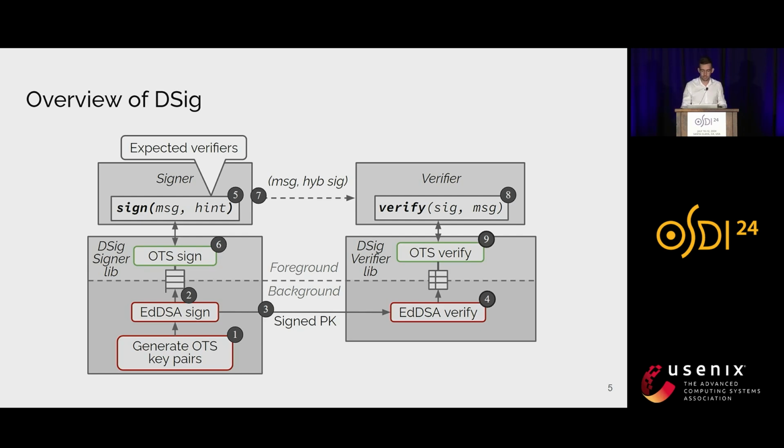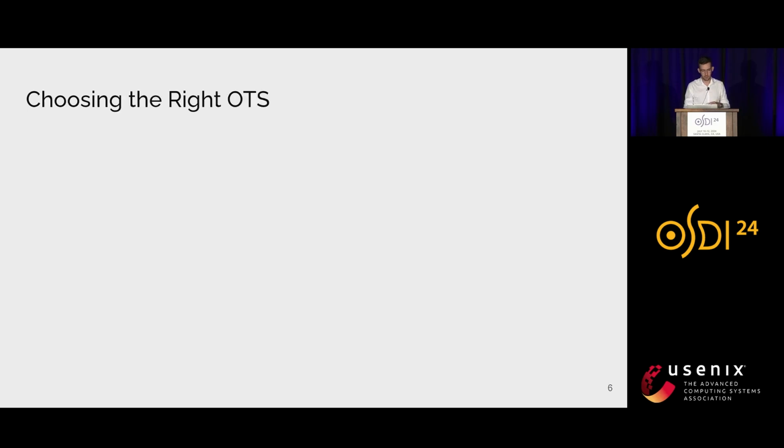That's how DSig works. Now there's a key component that I didn't tell you about so far, which is how to pick the right OTS. Because I told you that one-time signature schemes were fast, but in fact, there are tons of them. There are a lot of options. There are many schemes. All of these schemes have very large parameter spaces, and there are a lot of trade-offs to consider.